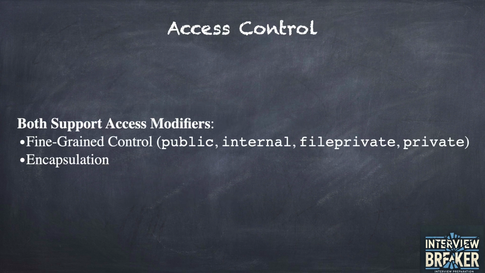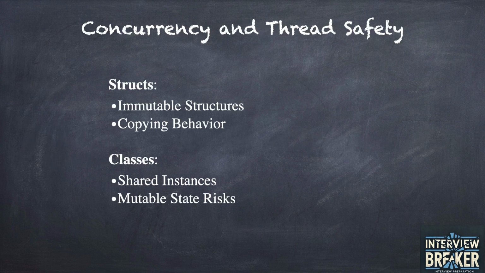Access control. Both support access modifiers like public, internal, fileprivate, and private, allowing for fine-grained control over properties and methods. In concurrent environments, structs encourage immutability and avoid shared state, making them safer. Classes, shared instances require synchronization mechanisms to prevent race conditions.